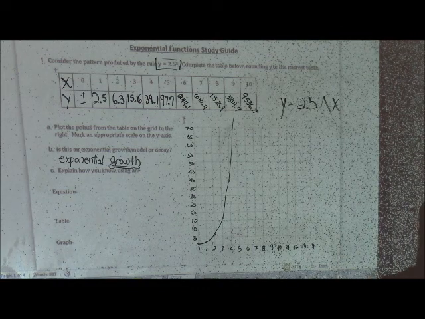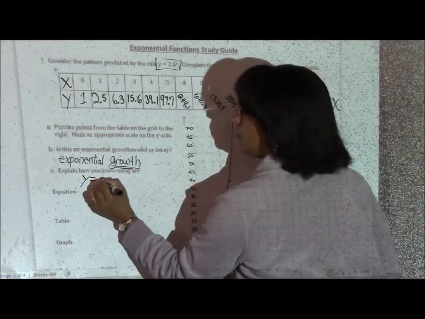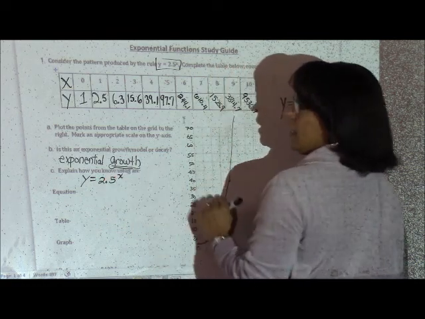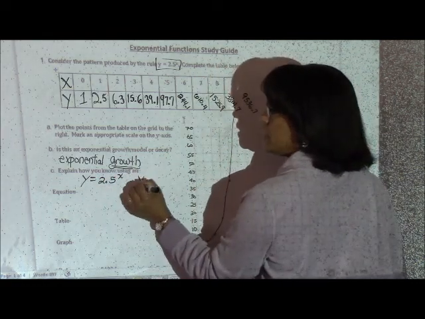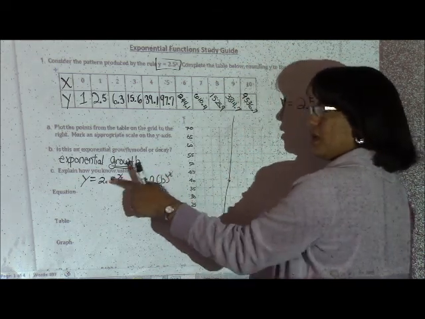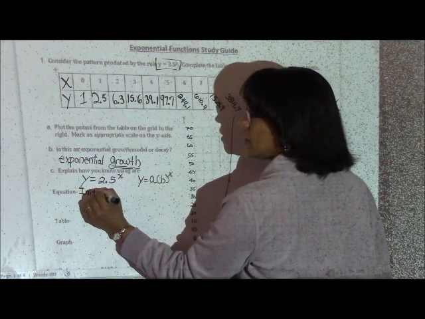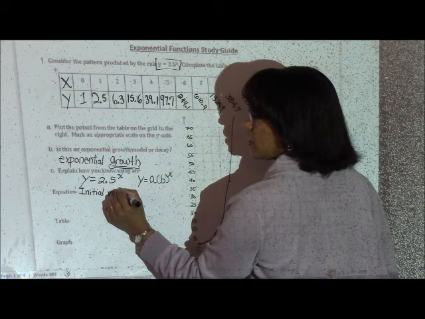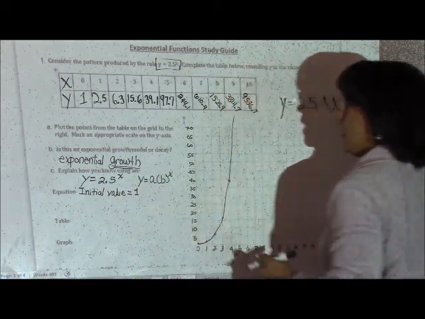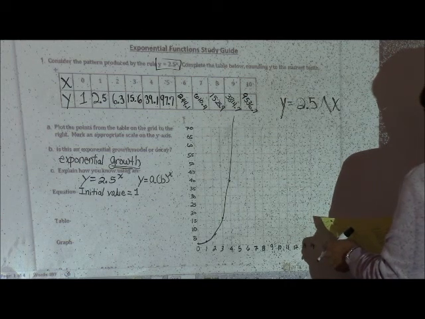Okay, let's go to letter C. Explain how you know this by using an equation. So for the equation, we have y is equal to 2.5 to the x. Because we know that y is equal to a times b to the x, our initial value has to be 1 because all we see is the 2.5 to the x. So from the equation, our initial value is 1. And then from there, we grow 2.5 times each year.